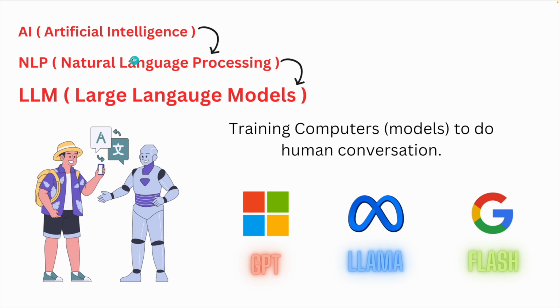Understand one simple thing: inside AI comes NLP, natural language processing. And my friends, inside NLP, the large language model concept comes. Large language model, in short, is called LLM. Now what is this? When we train computers, or you can say models, simply in a nutshell, computers equal models. So nothing new.